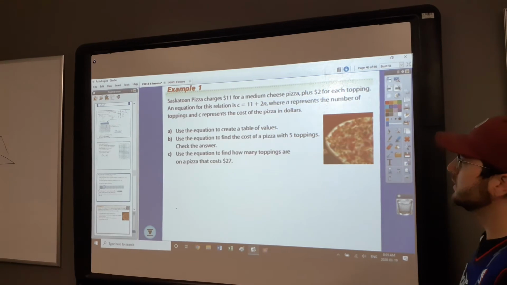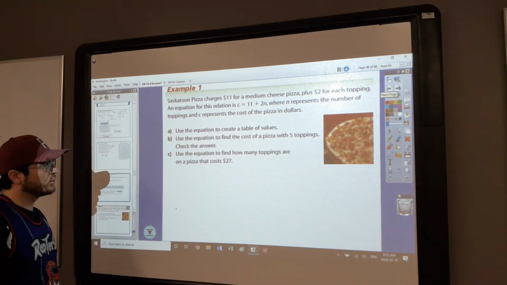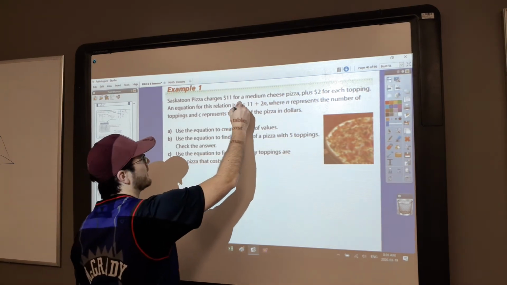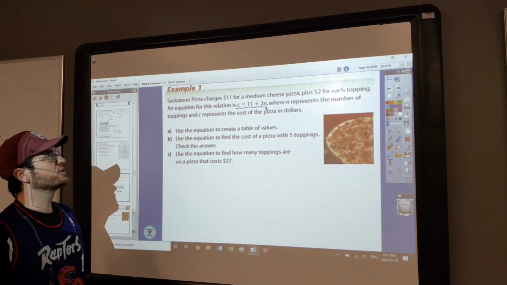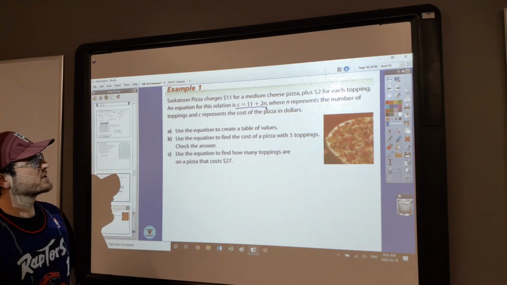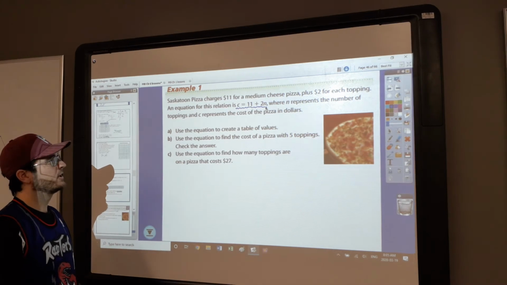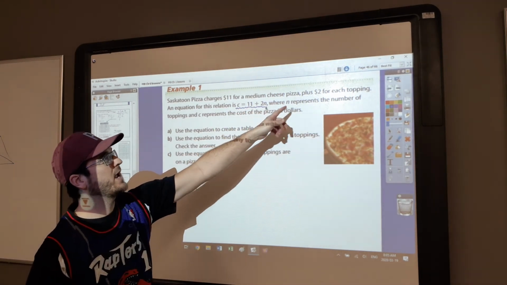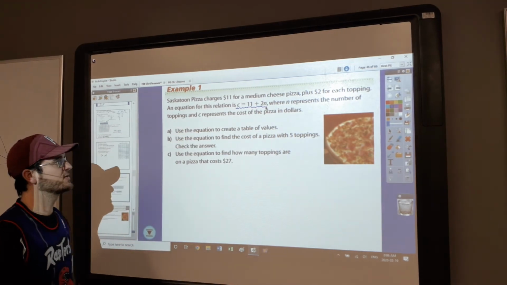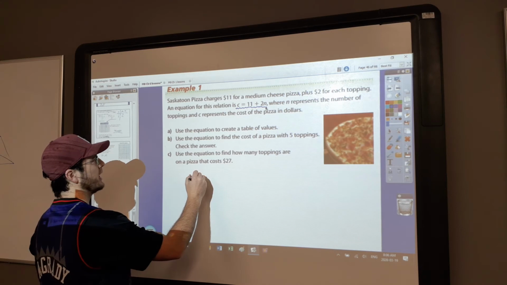Okay, so we'll get right into this first example here. Previously in the chapter, we would have to figure this stuff out, but in this section, it's actually most of the time going to give us the equation. So Saskatoon Pizza charges $11 for a pizza plus $2 for each topping. An equation given is cost equals 11 plus 2n, where n is the number of toppings, c is the cost. So use the equation to come up with a table of values.